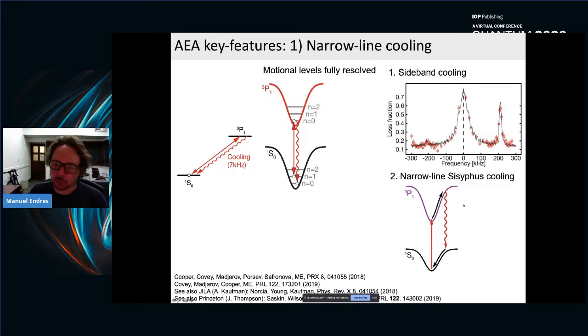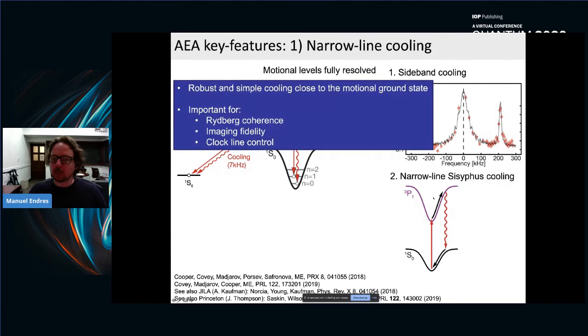There's a quantum mechanical version of this that has more predictability, but I don't have enough time to really explain this here. What we find is that the Sisyphus cooling in particular is extremely robust, and that's what we use as our typical cooling scheme, and it also brings us pretty close to the motional ground state. And it is important that we are that cold in the end, and I'll show you how cold we are in a second, for Rydberg coherence because of the Doppler shift, for imaging fidelity, and also for clock line control.